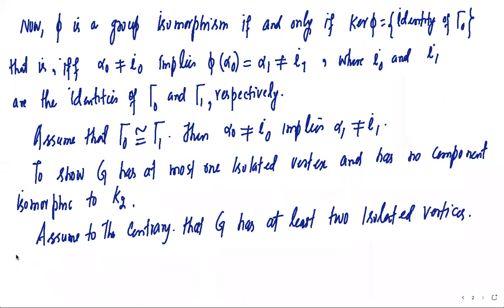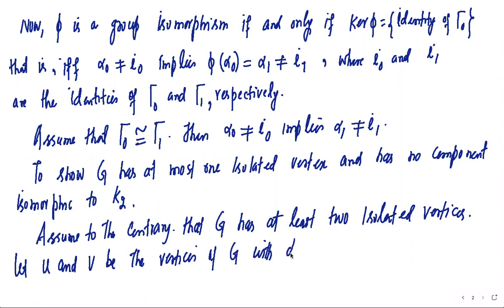So let U and V be the vertices of G with degree of U equal to 0 and degree of V equal to 0. This is what we mean by saying that the vertices U and V are isolated. We are actually assuming that there are at least two such vertices. We will get a contradiction from two itself, and even if there are three or four, we will still get a contradiction. Now, how will we arrive at a contradiction?